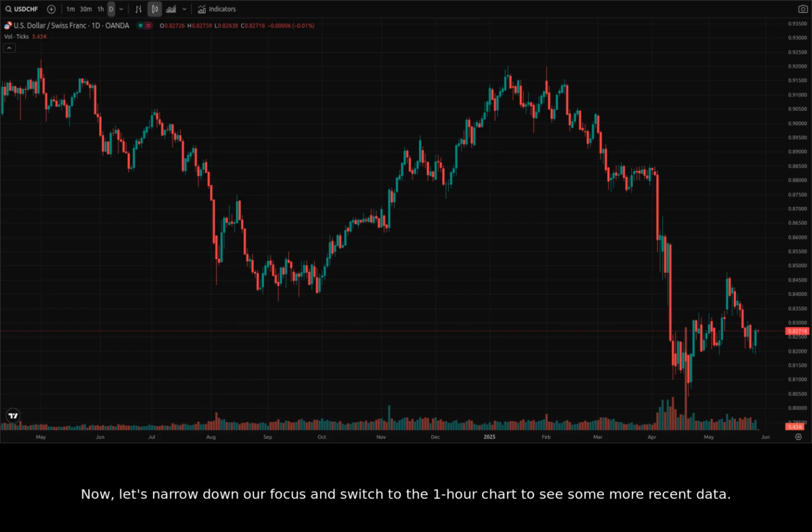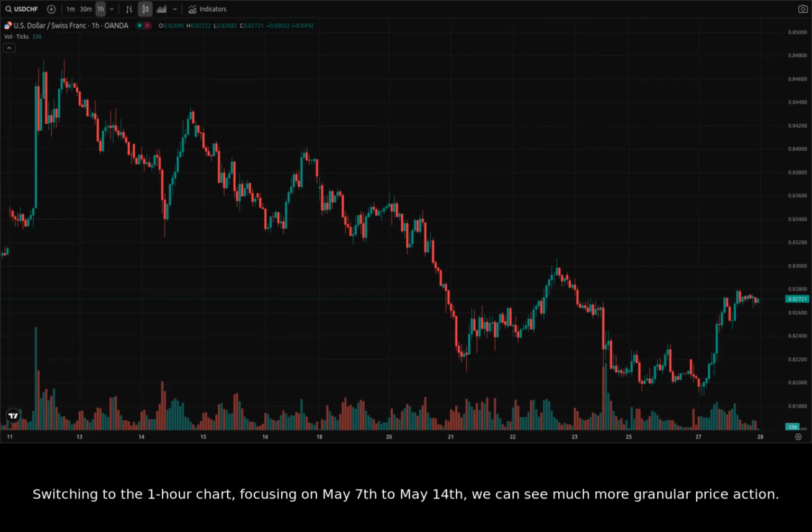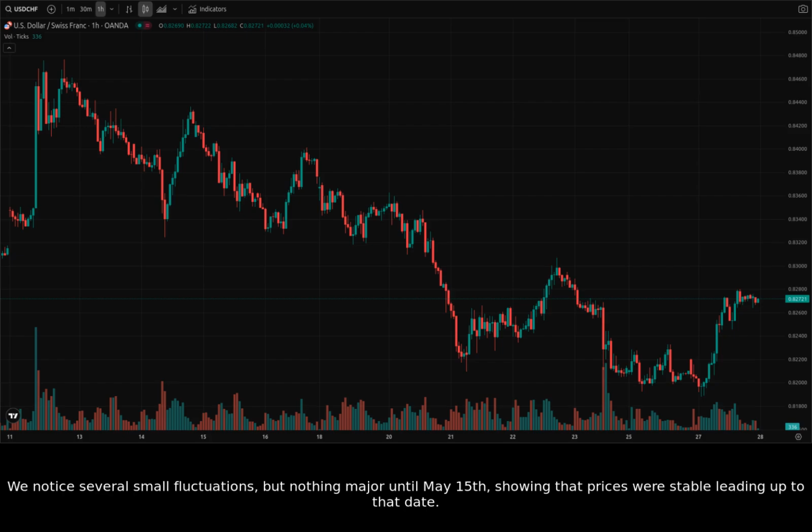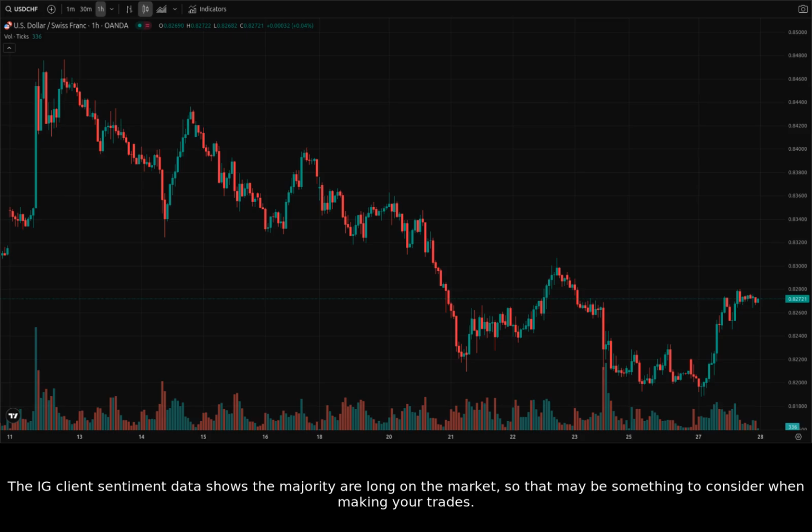Now, let's narrow down our focus and switch to the 1-hour chart to see some more recent data. Let's take a closer look at the candles from May 7th to May 14th to highlight some more short-term activity. Switching to the 1-hour chart, focusing on May 7th to May 14th, we can see much more granular price action. We notice several small fluctuations, but nothing major until May 15th, showing that prices were stable leading up to that date. The IG client sentiment data shows the majority are long on the market, so that may be something to consider when making your trades.